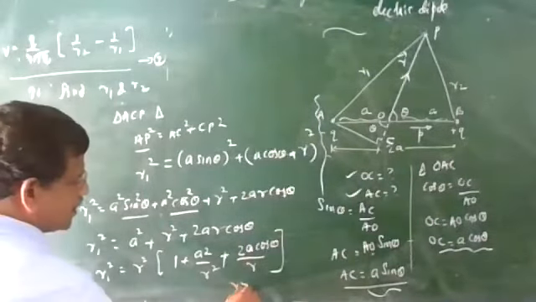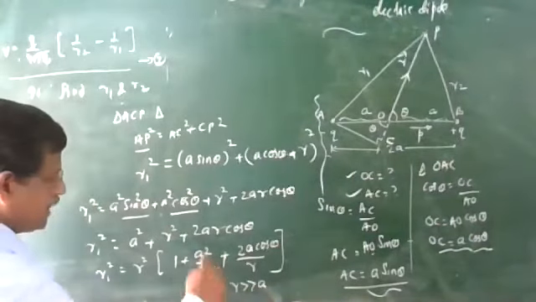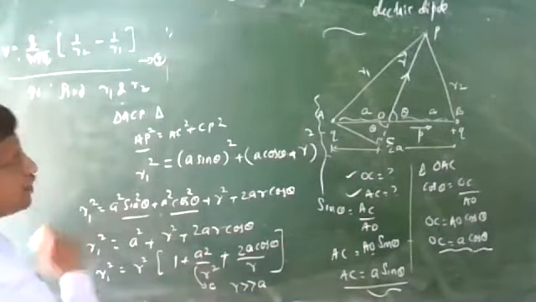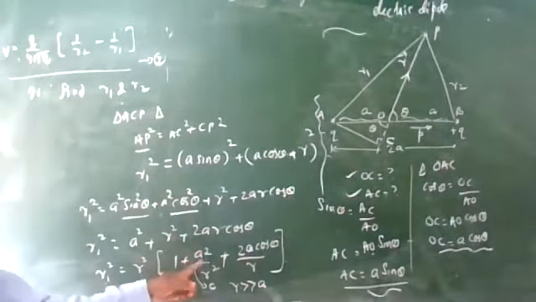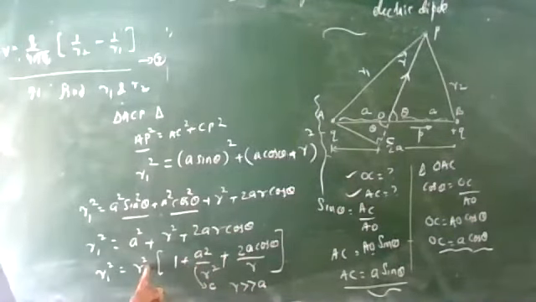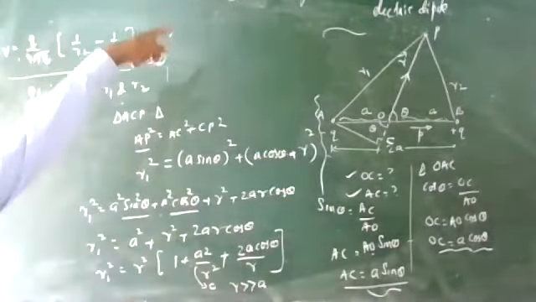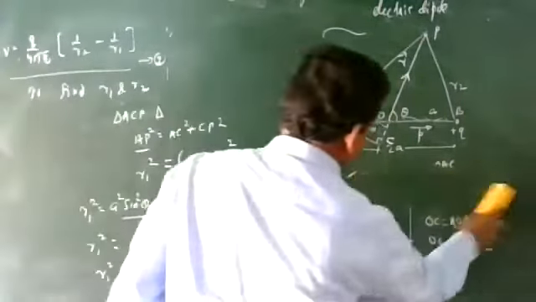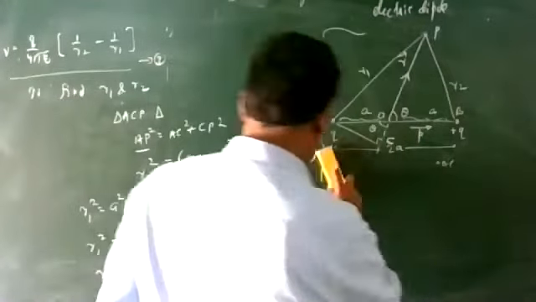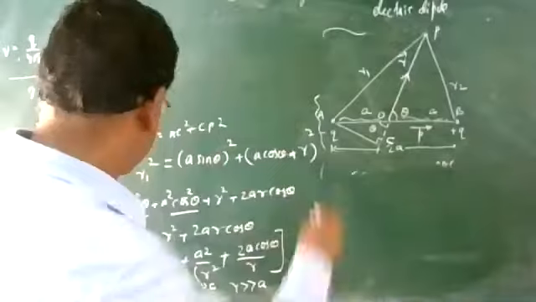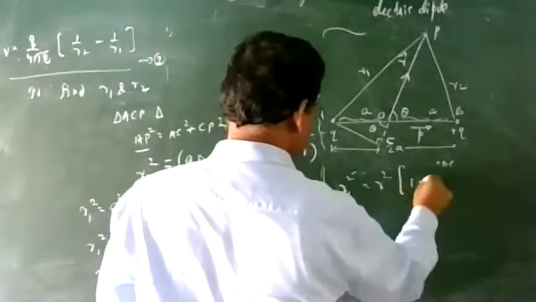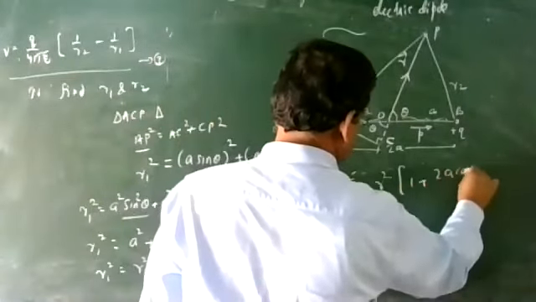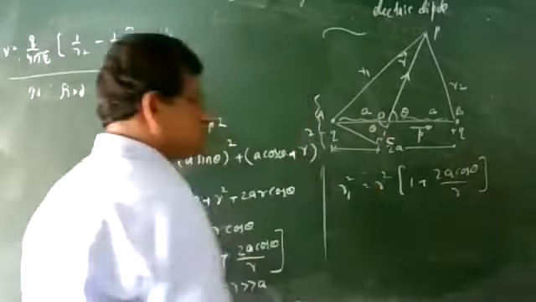R is far greater than small a, so the a square by R square term is neglected from this equation, because R is far greater. So the remaining term is 1 plus 2a cos theta by R. So R1 square finally is equal to R square times 1 plus 2a cos theta divided by R.